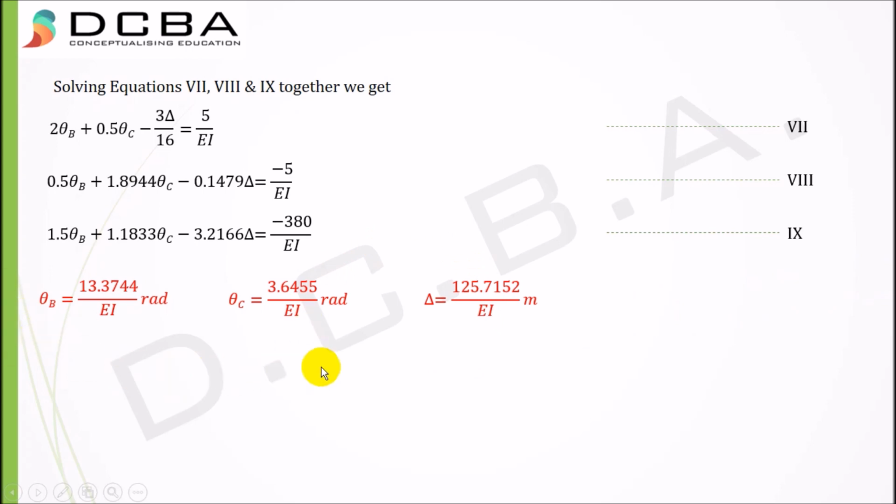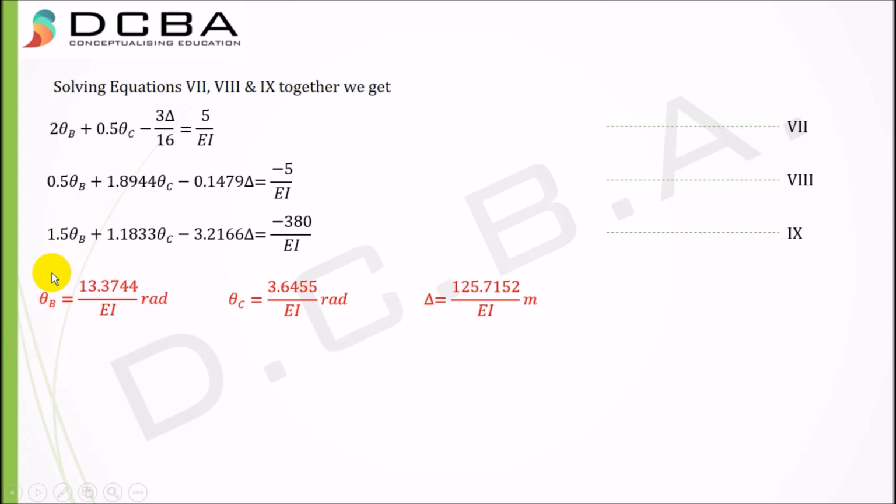Right. So this is what you get as theta b, theta c, delta, and if you see all are positive, that means theta b is a clockwise rotation. Theta c is also a clockwise rotation, and delta is a horizontal deflection. That means the delta, the value of what we had assumed, if you remember the diagram of sway, it was to the rightwards. It means that the structure is indeed swaying rightwards, since we got this as positive.